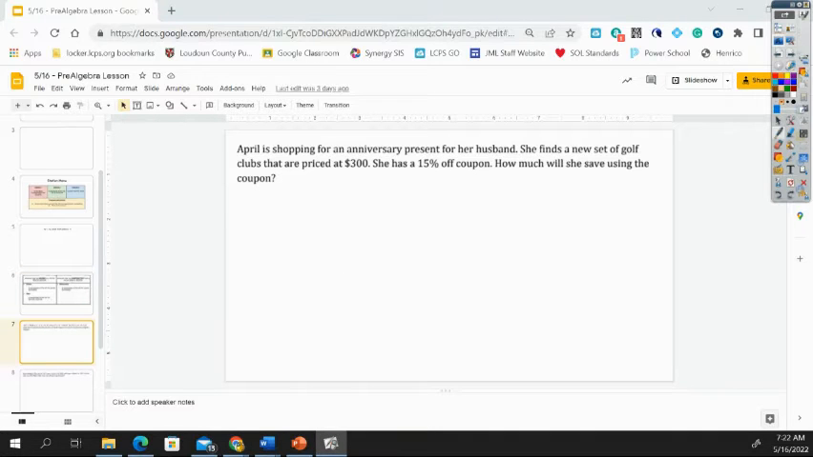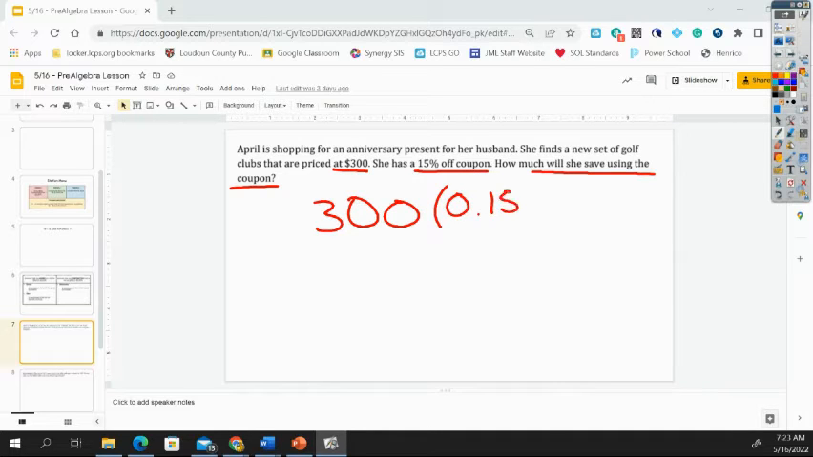It says, April is shopping for an anniversary present for her husband. She finds a new set of golf clubs that cost $300. She has a 15% off coupon. And here's the key part. It says, how much will she save using the coupon? That means they don't want the total. They are just looking for the discount. So we don't need to do any extra steps. All we're going to write down is the price, and we're going to multiply that by the percentage as the discount. 15% as a decimal is 0.15.